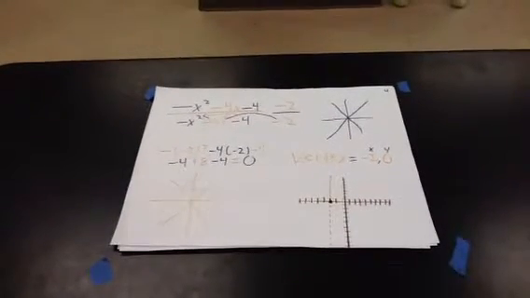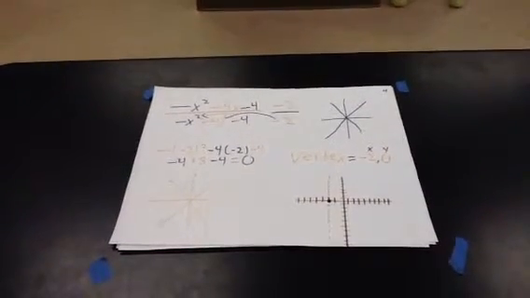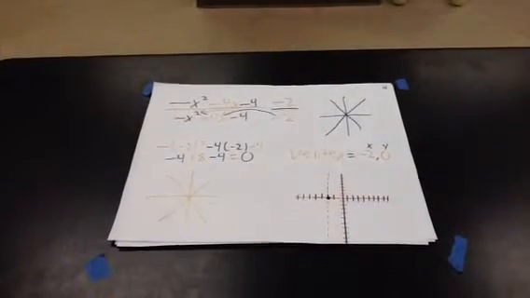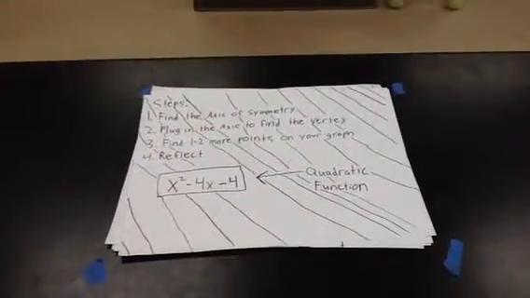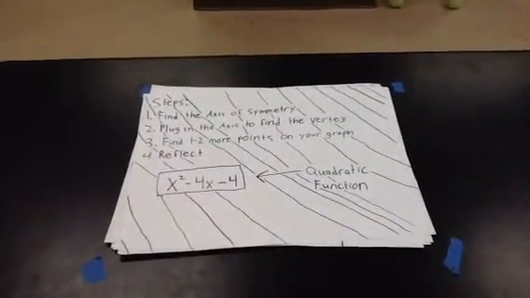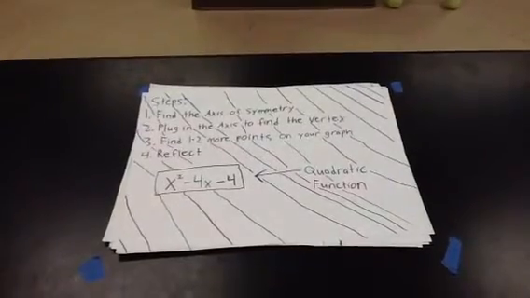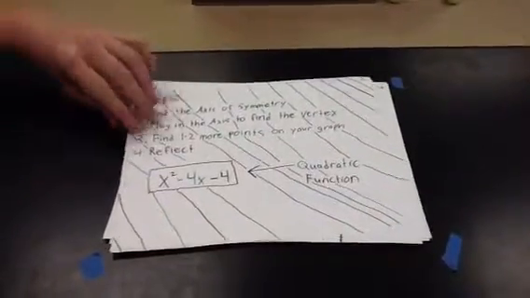And as you can see on our graph, that's where we're going to be the maximum or the minimum of the graph, where the highest or lowest point is. So step number 3, we're almost done here. We need to find one or two more points that we can graph using a table of values, and then we're going to reflect.